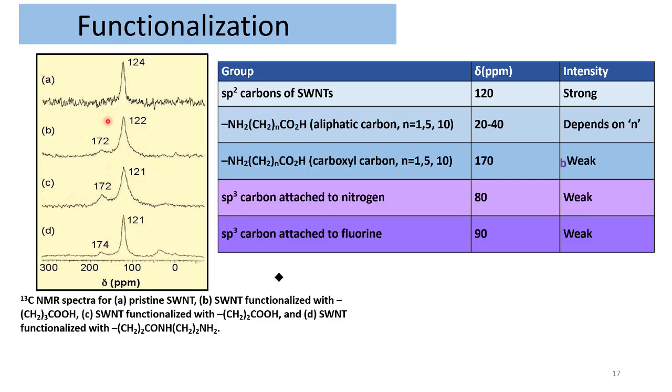Here in this case, they have used a pristine single wall nanotube, and then they functionalized it with different groups. As we increase the amount of functionalization, the shifting can be observed. Then for sp3 carbon attached to nitrogen, the peak will be at 80 ppm, and the intensity is very weak. And for sp3 carbon attached to fluorine, the delta will be at 90 ppm, and it is again weak. So that is how we can get an idea about the functionalization of our nanomaterial.